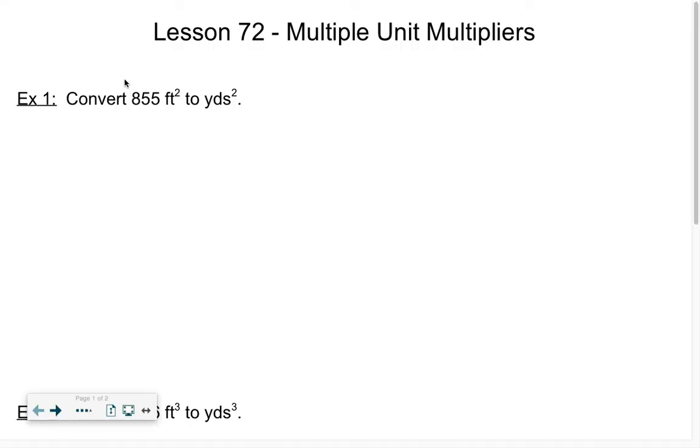So today for lesson 72 we're dealing with multiple unit multipliers. It's the same concept that we've worked with before, but now we have this word multiple, which indicates not only will we have to multiply by one unit to get our conversion correct, but we're going to have to multiply by possibly two or three other ones. So I have three examples for you, two practice problems that I'm going to have you work on your own.